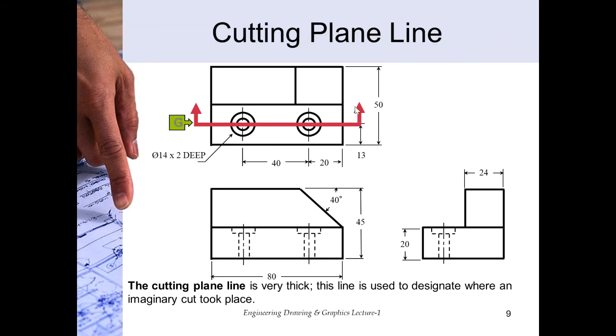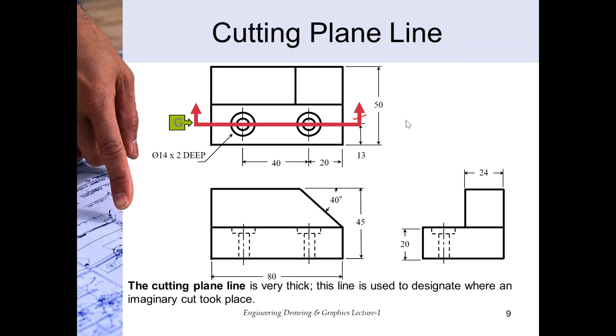Now we have a cutting plane line. The cutting plane line is very thick, and the line is used to designate where an imaginary cut took place. So basically cutting plane line is showing कि आपका एक imaginary प्लेन है, उसने वहाँ पे एक कटिंग परफॉर्म की है, और उस कटिंग परफॉर्म करने के बाद जो आपका पार्ट है दैट इज बेसिकली सेक्शन. तो कटिंग प्लेन लाइन इज नॉट लाइक दिस, जो जिस तरह यहाँ पे शो हो रही है. कटिंग प्लेन लाइन इज अ लिटिल डिफरेंट देन दिस.